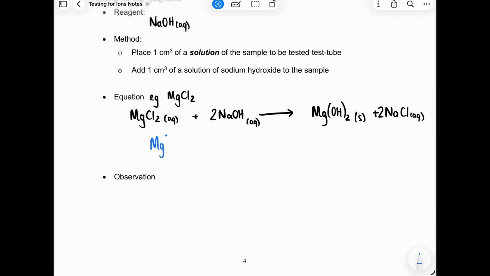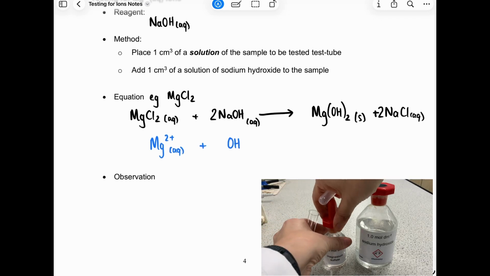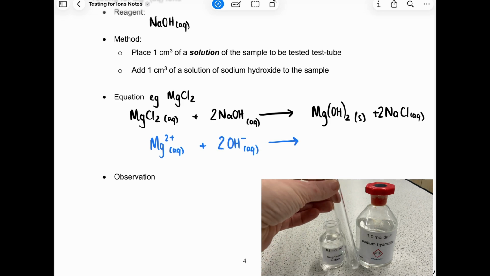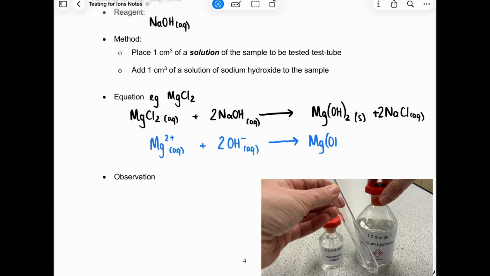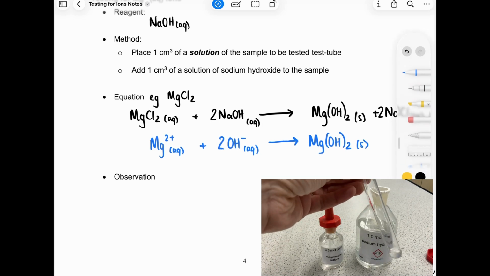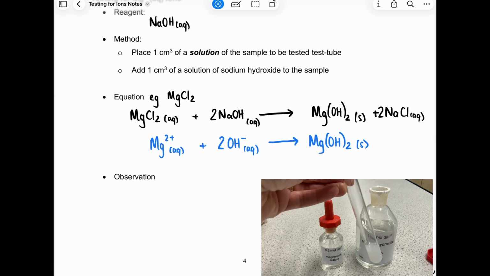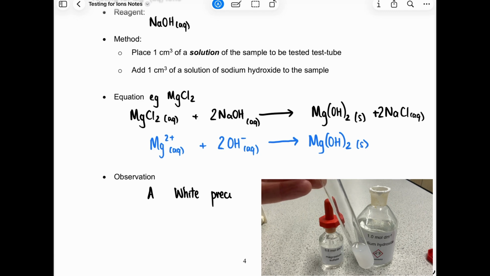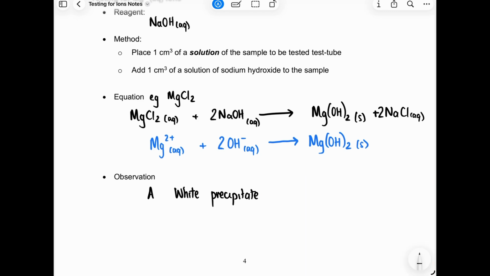It's the magnesium ions that we're testing for and needing a negative ion to react with, so the hydroxide ions, and they are creating our solid. So our positive result for this test is the white precipitate of magnesium hydroxide. So we would see a white precipitate of Mg(OH)2, and that's our positive result.